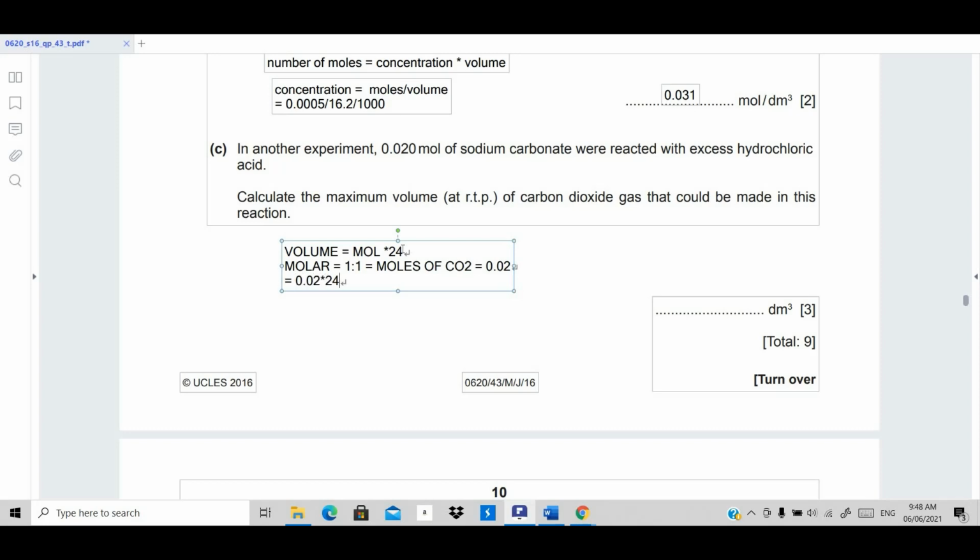If we calculate 0.02 times 24, we get 0.48. Make sure that if you're writing in decimeter cube, you write 24. If you're writing in centimeter cube, you write 24,000. This time it is in decimeter cube, so we'll write 24. So we get our answer as 0.48, and we write 0.48 as the answer.